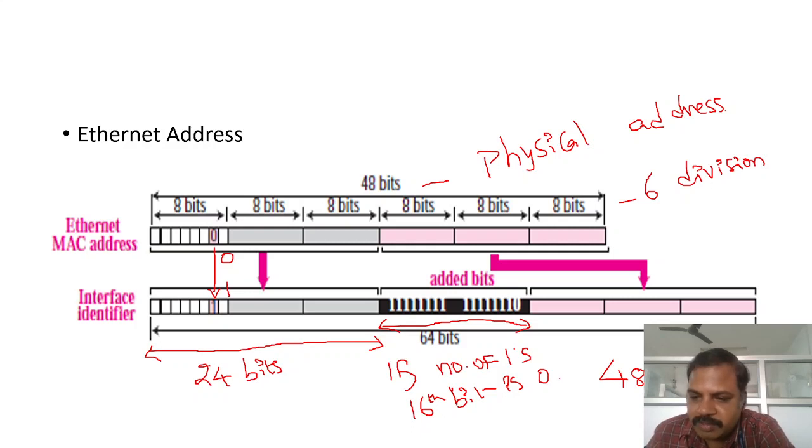What is the base for this 64 bit? It is derived from the existing physical address. From the existing MAC address, we are deriving the interface identifier. So this is one way of auto configuration. Through the Ethernet address, through the MAC address, we can derive the interface identifier.